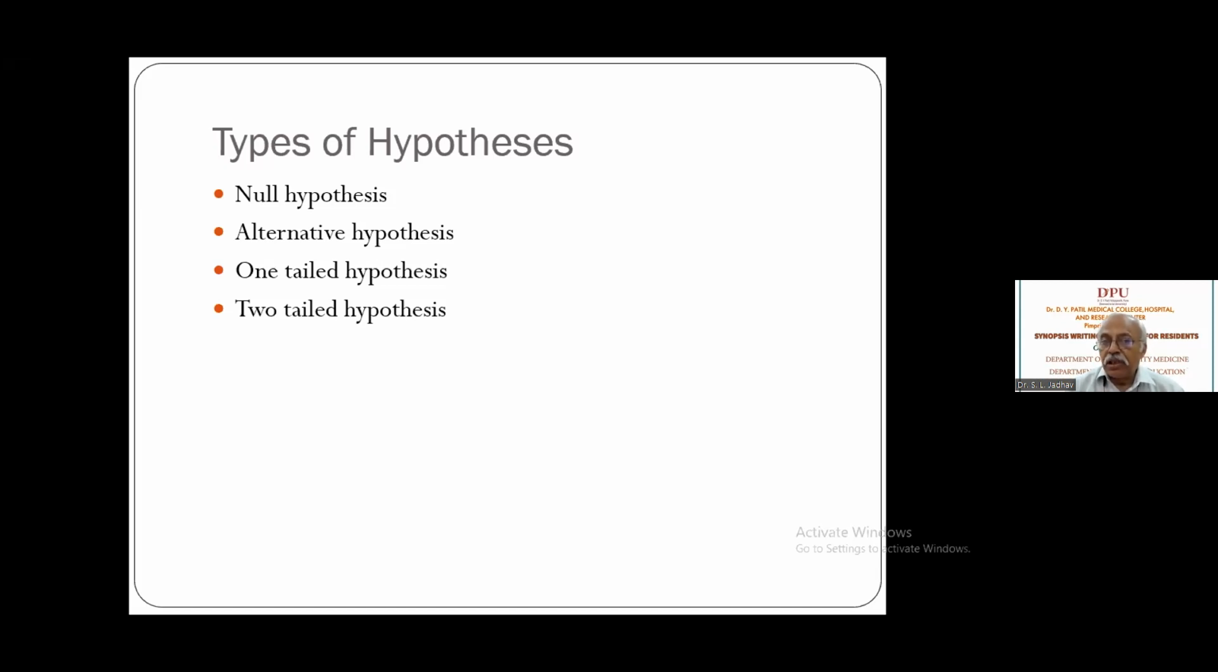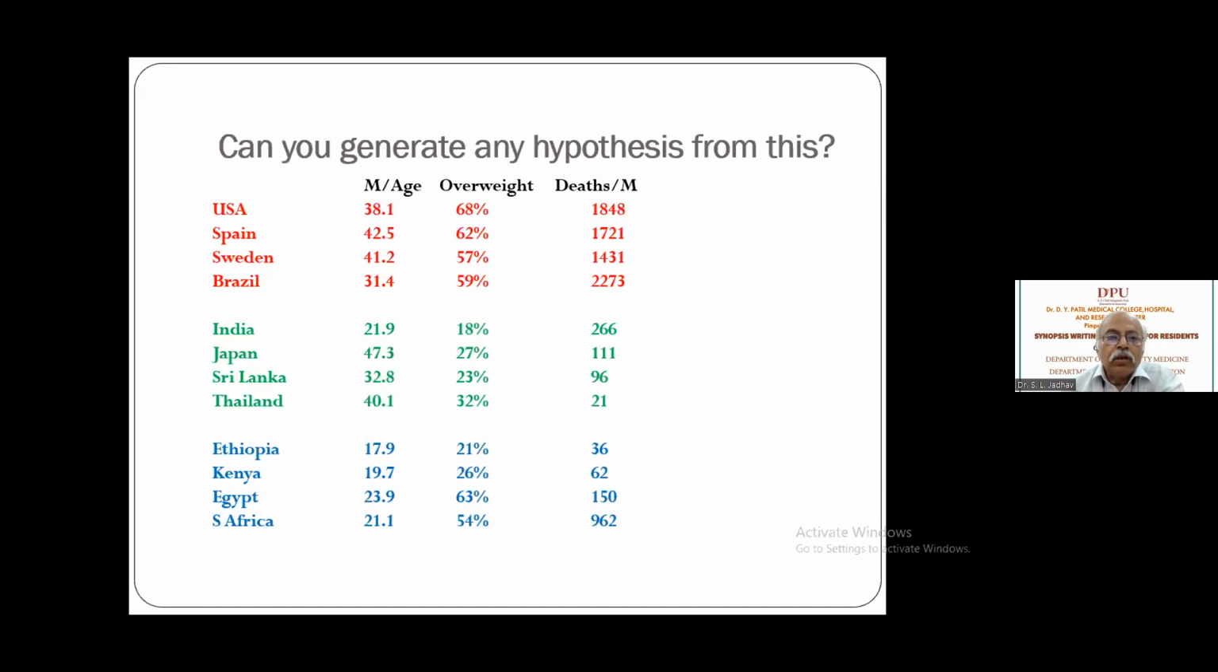Usually we don't take one tail. Of course, the advantage of one tail is that the sample size becomes less, but that is not fair. You have to take a two tail hypothesis because in advance you do not know whether any intervention is superior or inferior. I am just trying to familiarize you with the terms. It will be repeated later. So I am just giving an example.